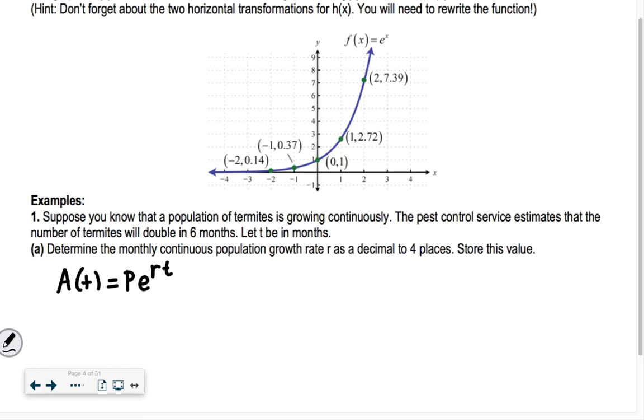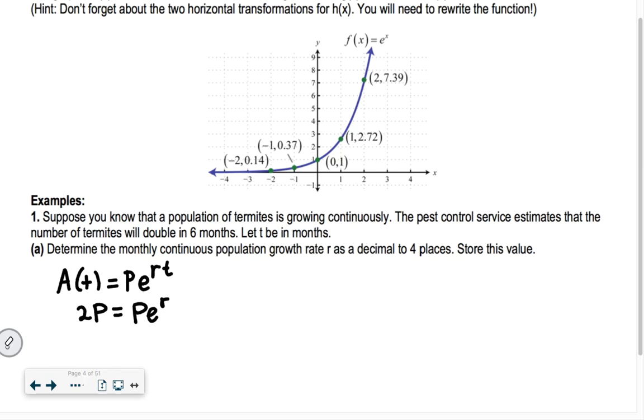And then it says the pest control company estimates that the number of termites will double in 6 months. Okay, so that means if we start with P, or you could put any number in there, you could put 1 termite, 1,000 termites, I don't care, 100, then we get double what we started with after 6 months. So we're going to do t in months.